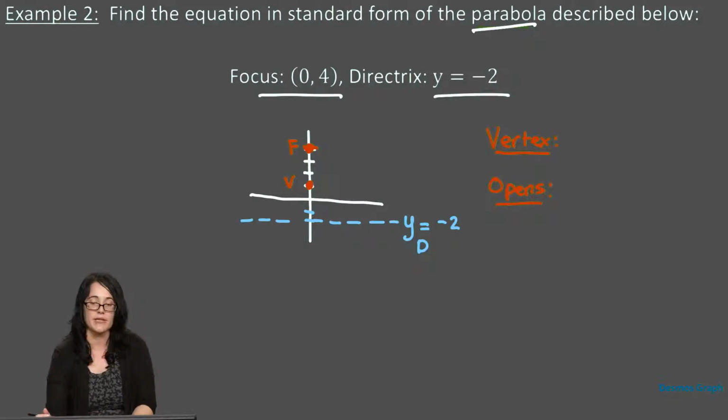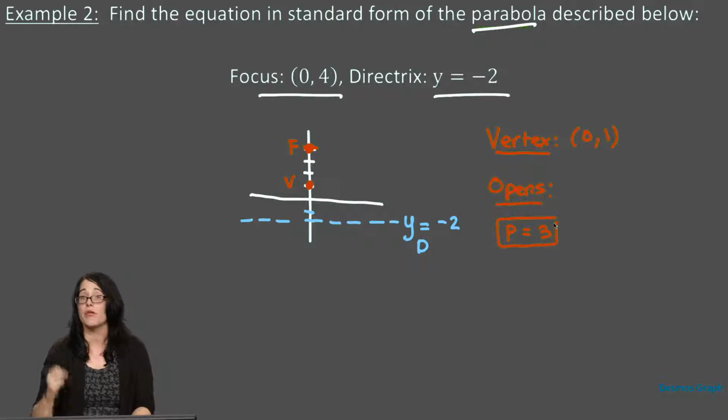What is your vertex then? It's at 0, 1. See if that makes sense. You go up 3 units, you get the focus. You go down 3 units, you get the directrix. Hey, I keep saying 3. Isn't that p? P is always your distance from the vertex to the focus and the vertex to the directrix. So we've now found p, and we know how it opens.